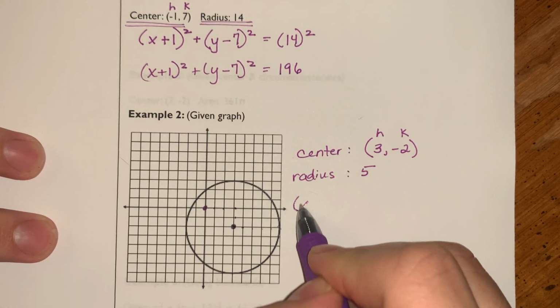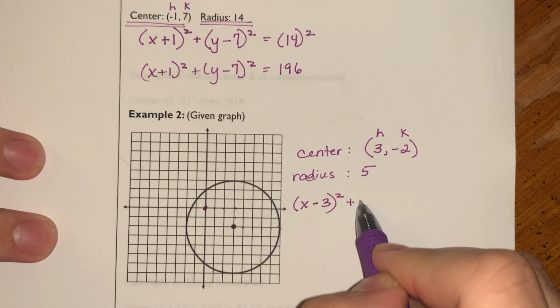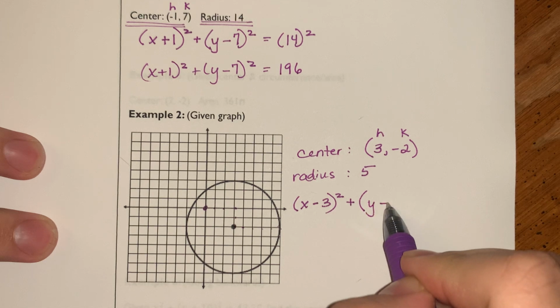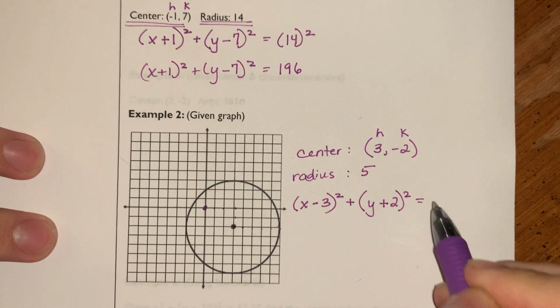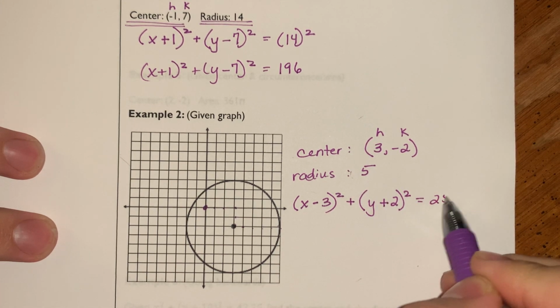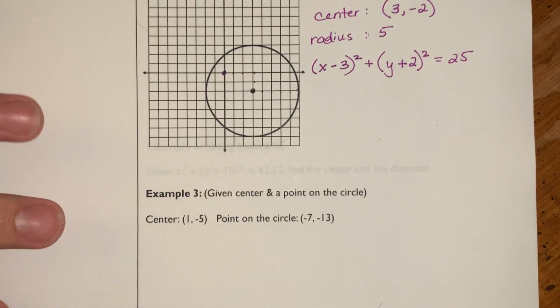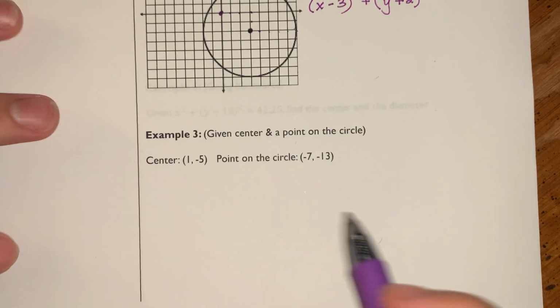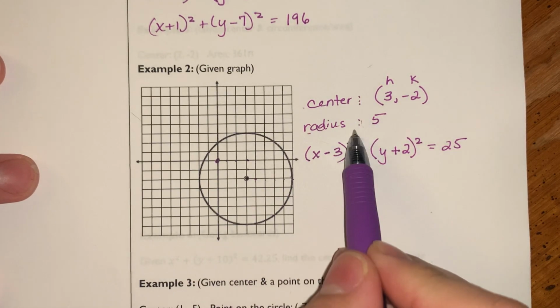So it's going to be x minus h, squared, plus y minus -2, which is like saying plus 2, squared, and that's equal to the radius squared, which we know 5 squared is just going to be 25. Okay, pretty simple stuff. Like I said, you need two things for your equation. You need the center and you need the radius.